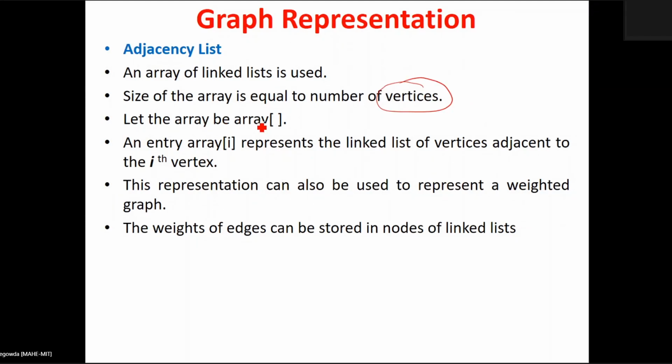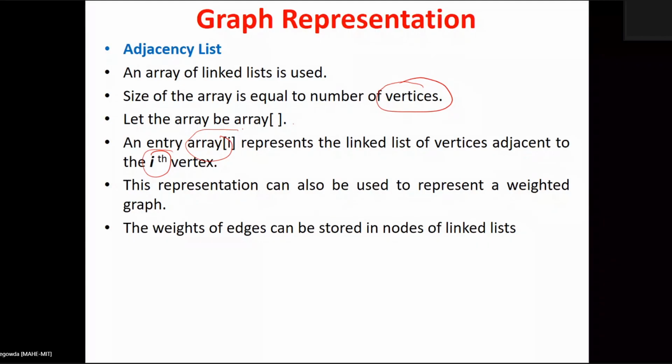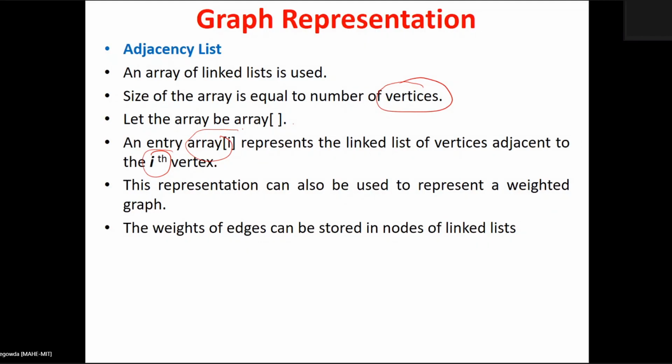Suppose the array is of size 5, so we can represent the list like this. The entry array of 5 represents the linked list of vertices adjacent to the ith vertex here. We will show the example for this in the next slide. This representation can also be used to represent a weighted graph. The weights of the edges can be stored in the nodes. Any kind of information which you want to store will be stored in the nodes.